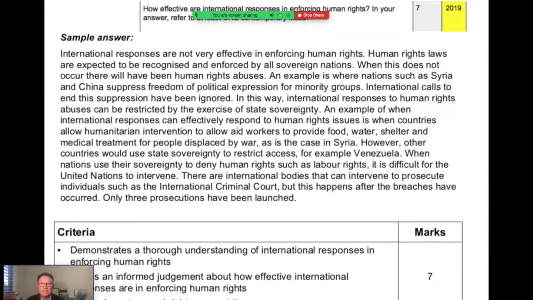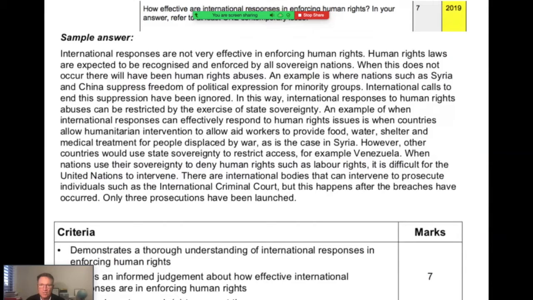If you look at an example, we can talk about how effective international responses in enforcing human rights. In your answer refer to legal evidence. So here we've got an answer, which is, you can see from here for a 7-mark response, you can see the amount of writing you would need to do. We don't need to write a whole page. We don't need to write pages. We need to be writing concisely.